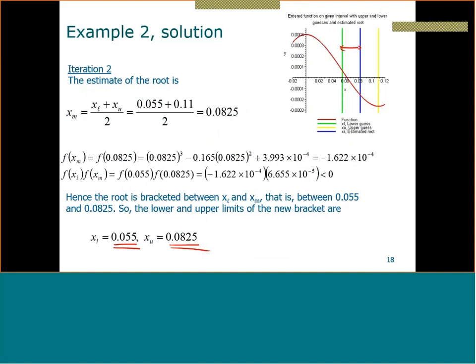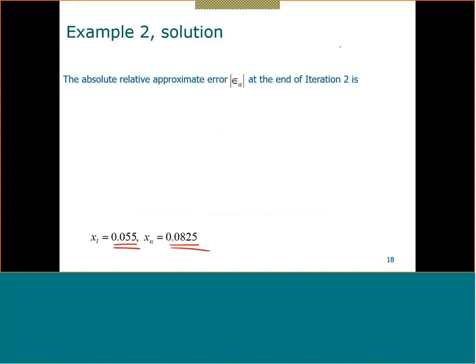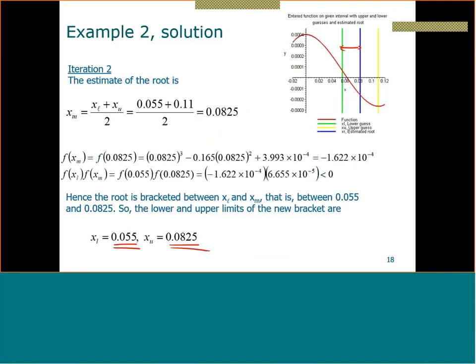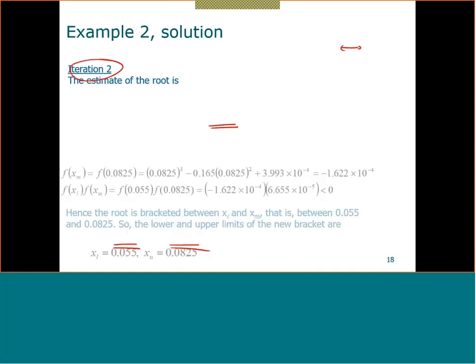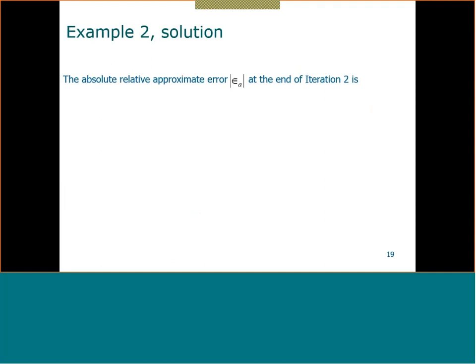Now to find the error, I will have 2 answers. I have this, which is iteration 2, and from iteration 1, I have the answer which is equal to 0.055. Now it's time to find the error. So my error is equal to 0.0825 minus the existing one, 0.055, divided by 0.0825, times 100, which is equal to 33.33%. So this is after the second iteration.